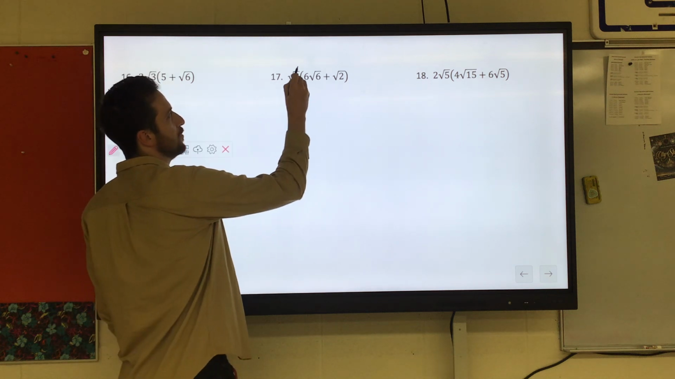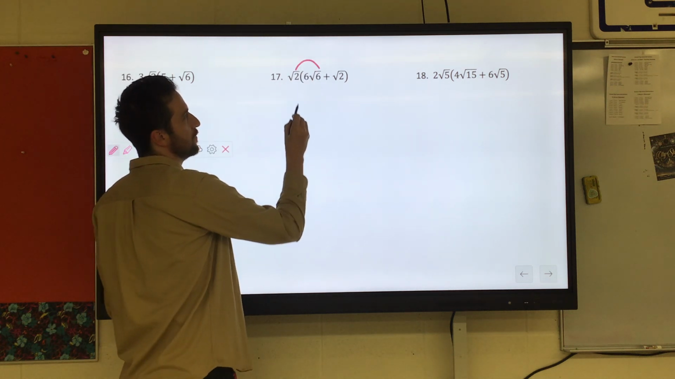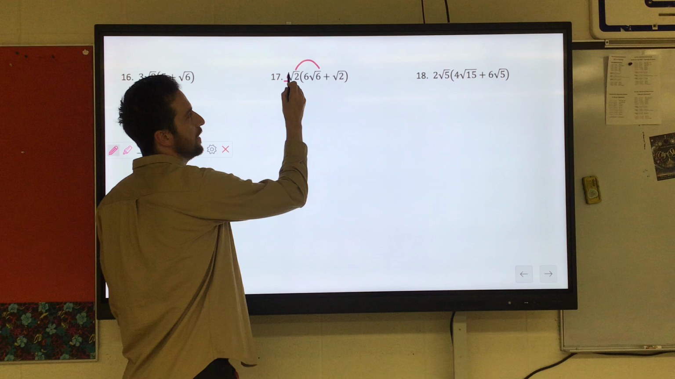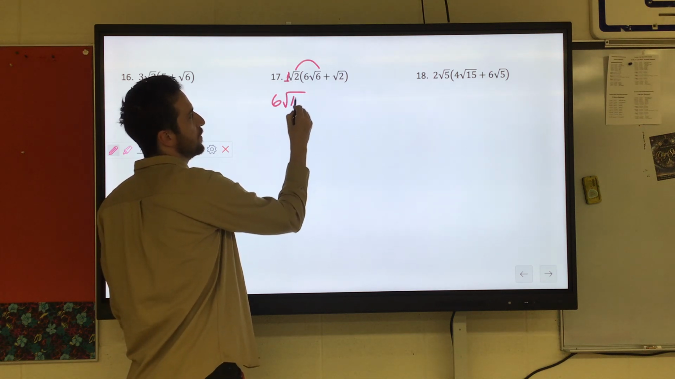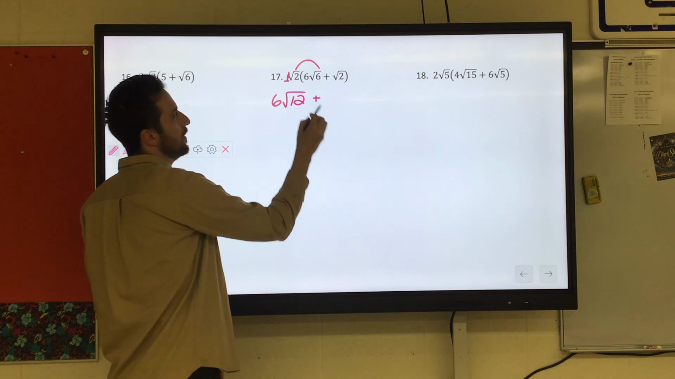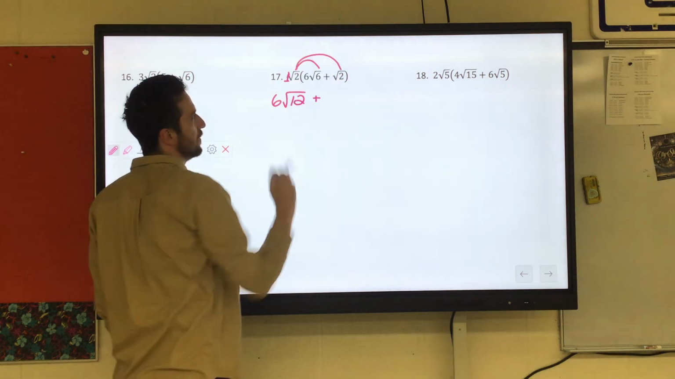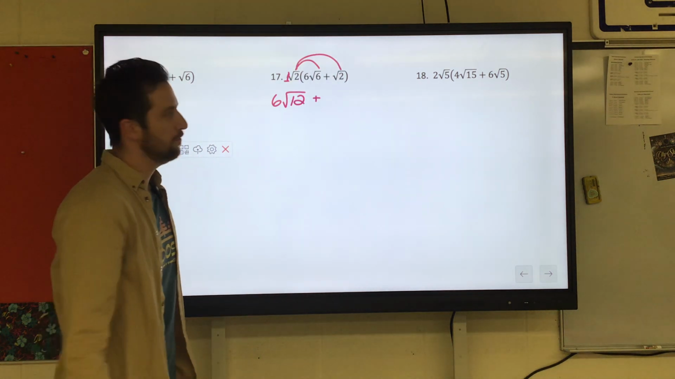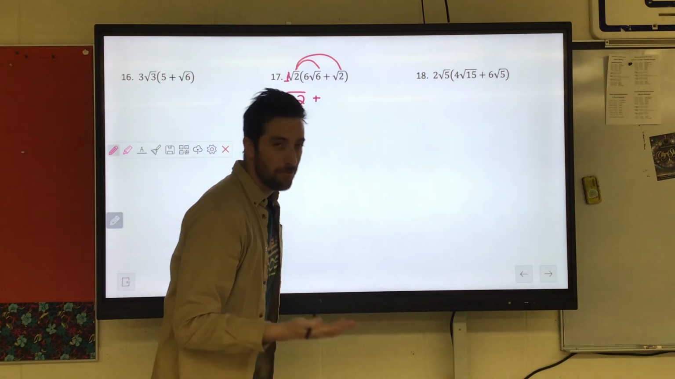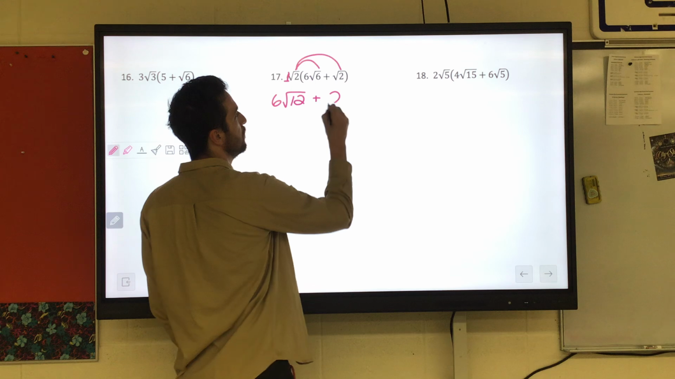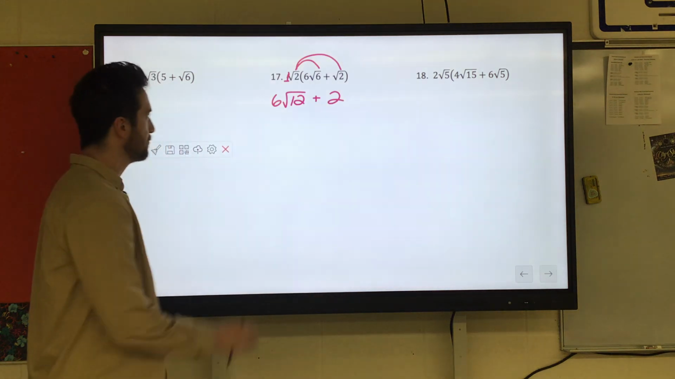Root 2 times 6 root 6. Well, there's an invisible 1 on the outside. 1 times 6 is 6. In the radical, 2 times 6 is 12. Oh my gosh, we got a smiley face times smiley face. Root 2 times root 2, you could say is the square root of 4, but root 2 times root 2 is just going to end up being regular 2.